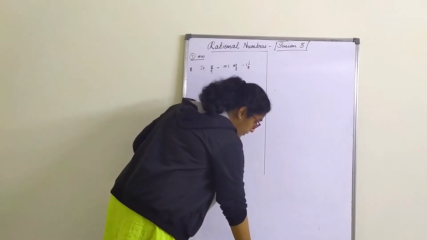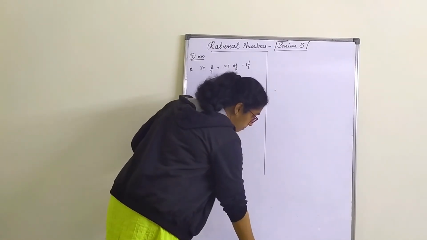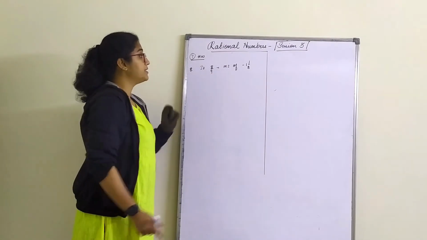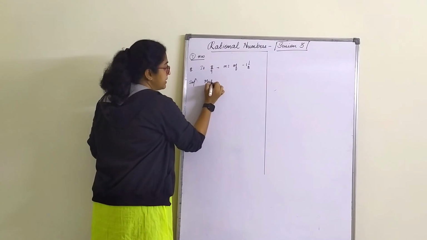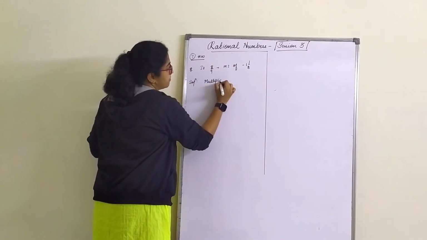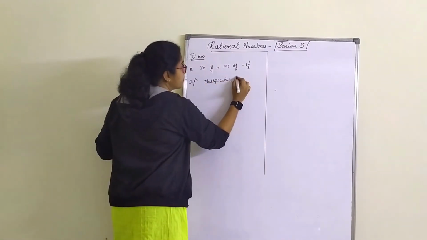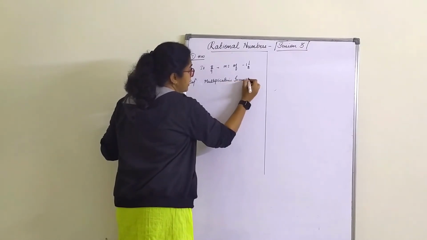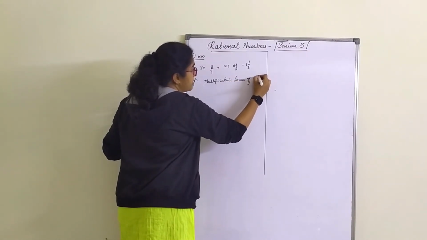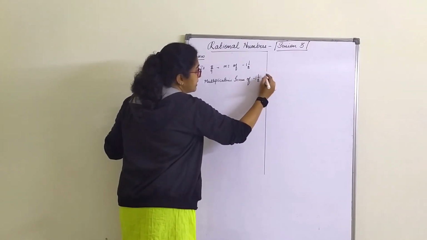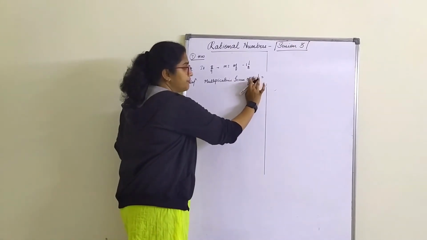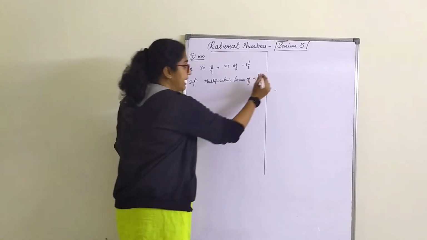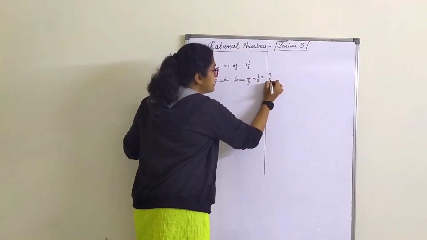First and foremost, what we will do here is, we will first find the multiplicative inverse of this. Solution. The multiplicative inverse of minus 1 by 8 is equal to: 8 ones are 8. So forget about this minus sign here. 8 ones are 8. 8 plus 1 is 9. So it is minus 9 by 8.